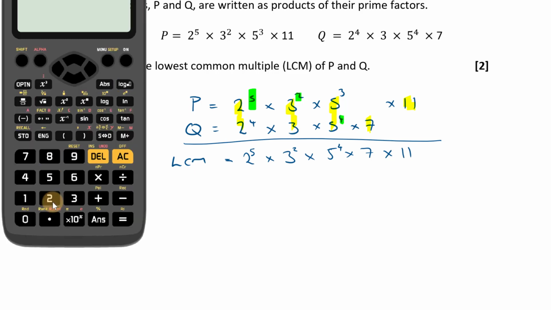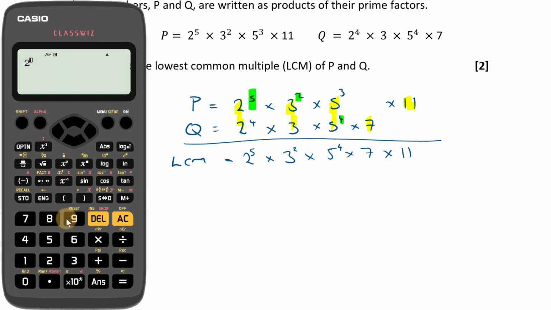Okay, so just multiplying all those things together. 2 to the power 5 times 3 squared times 5 to the power 4 times 7 times 11. That comes out to be a huge number, 13,860,000. Okay, is that right?